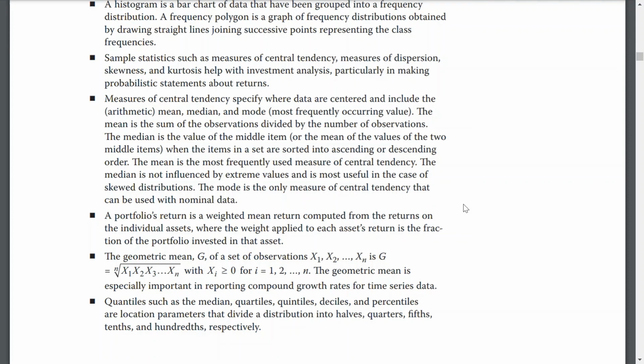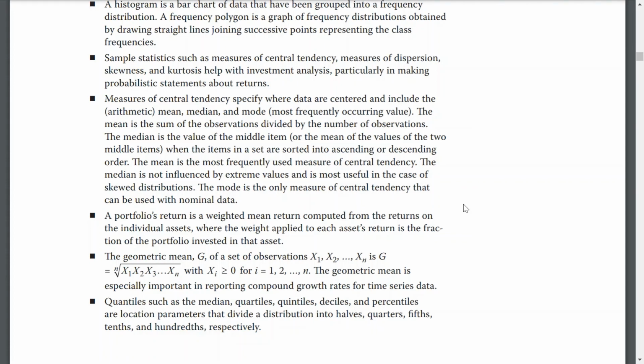So if it's an odd number, then you just get the middle. If it's an even number, then you get two middle numbers, you add them up and divide by 2, where the items are sorted into ascending or descending order. The mean is the most frequently used measure of central tendency. The median is not influenced by extreme values and is most useful in the case of skewed distributions. The mode is the only measure of central tendency that can be used with nominal data.